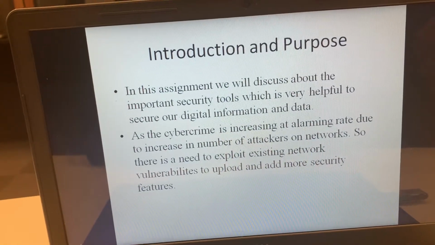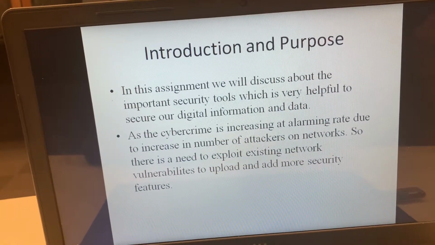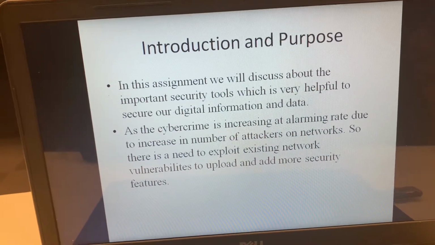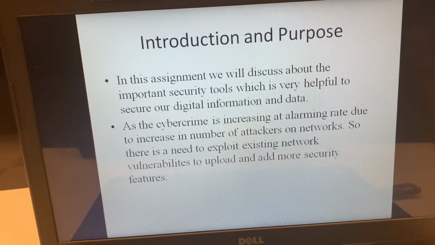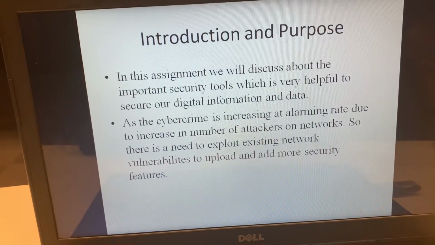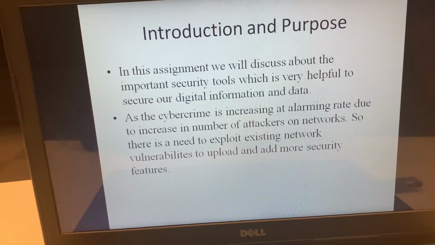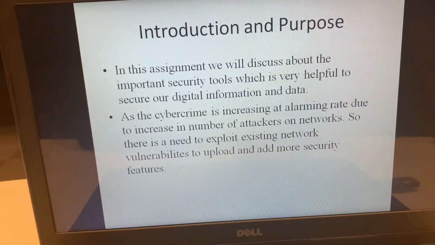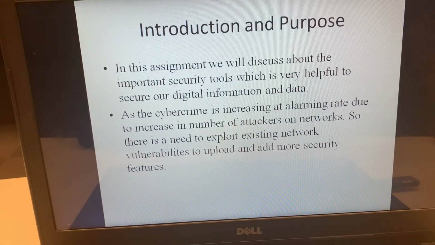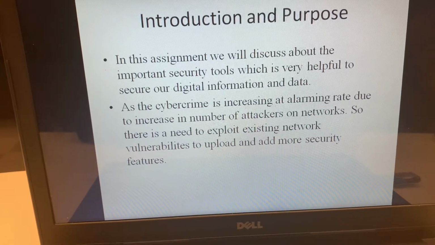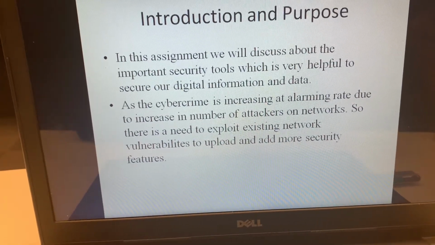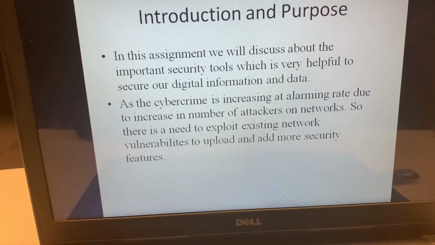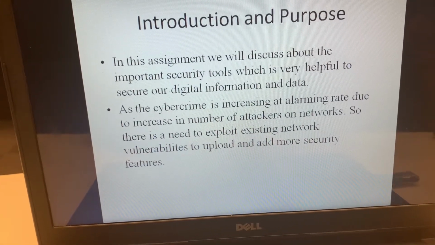Firstly, introduction and purpose. In this assignment, we will discuss the important security tools which are very helpful to secure our digital information and data. Today cybercrime is increasing at an alarming rate due to the increase in the number of attackers on networks. So there is a need to exploit existing network vulnerabilities to upload and add more security features.